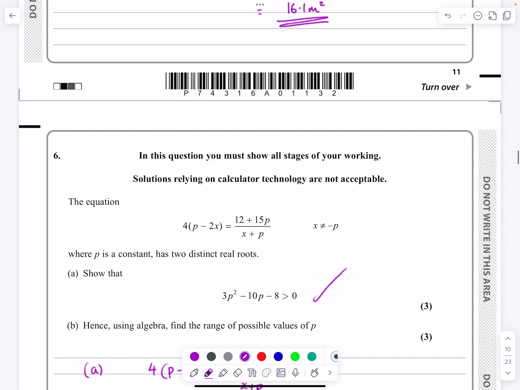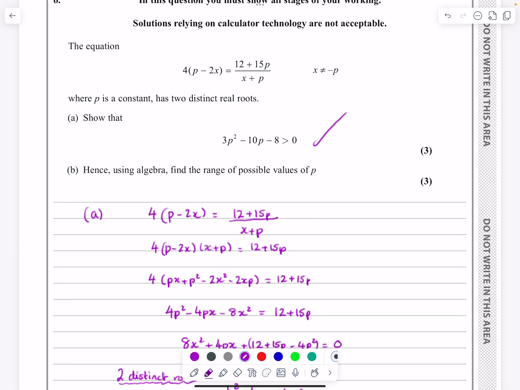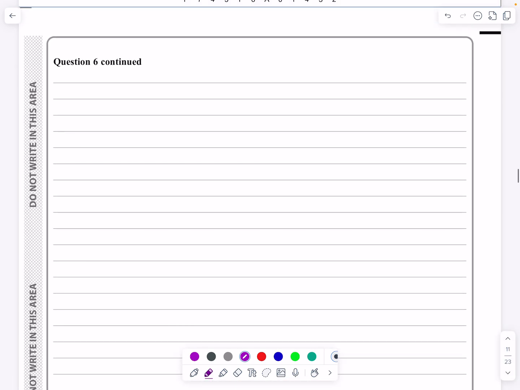So wonderful, that's the first part done. And then for the second part, it says, by using algebra, find the values for p, so basically solve that quadratic inequality. So we've got 3p squared minus 10p minus 8 is greater than 0. What we do is we find the critical values. I basically know it's going to be something like that shape, and what I'm trying to do is find those two critical values first, and then I can say where my solutions lie. I will actually include that graph in a minute.